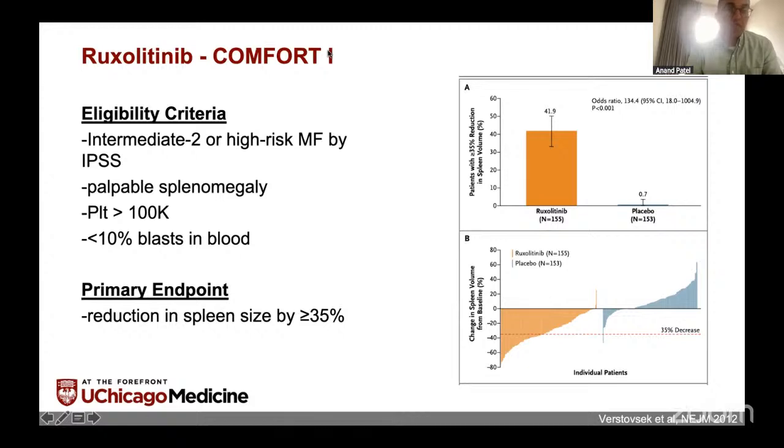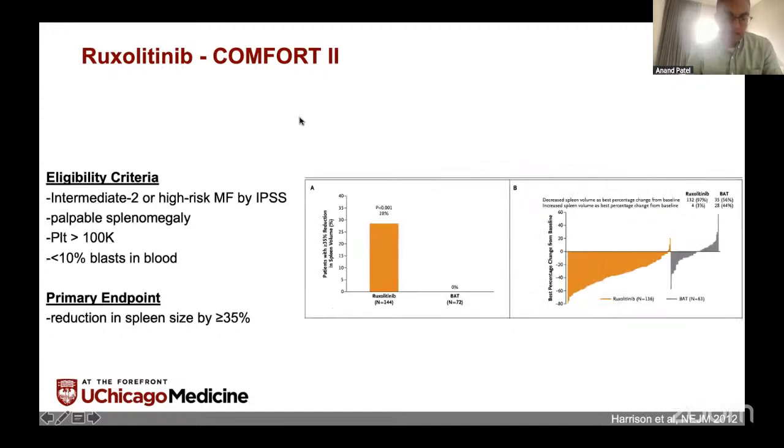So for the COMFORT-1 study, which was the study that led to the approval of ruxolitinib, intermediate-2 or high risk myelofibrosis, a large spleen, platelets over 100, and having less than 10% blasts in the blood are what were needed to be able to go on study. And the goal was to reduce the spleen size by 35%, and that was achieved in about 40% of people on ruxolitinib and virtually no one who just received placebo.